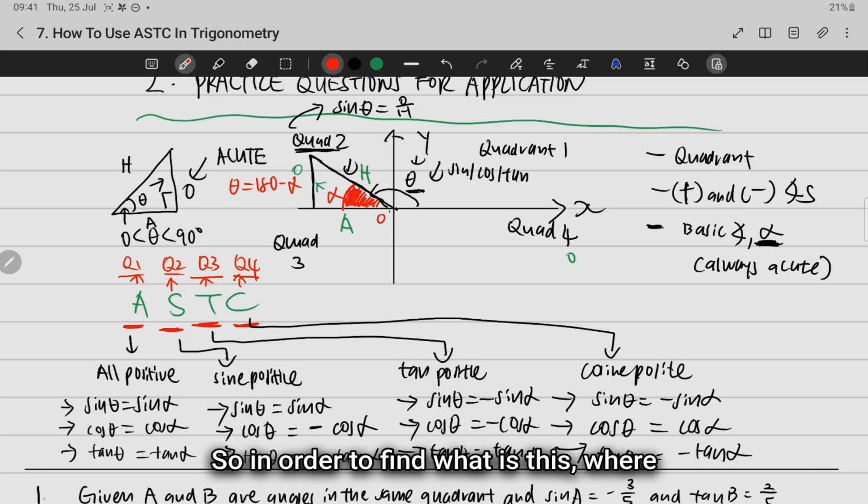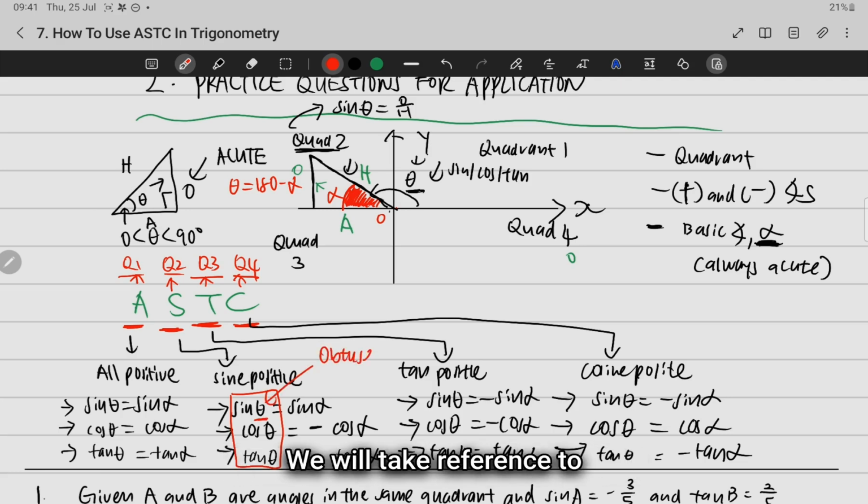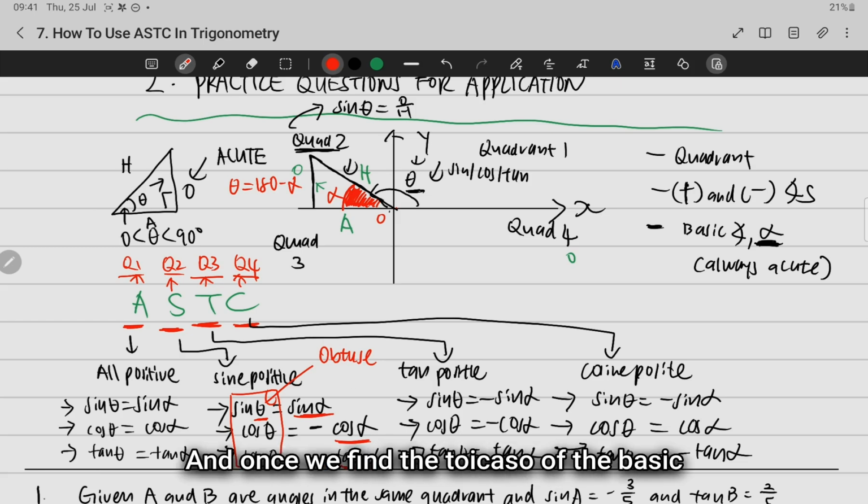So in order to find what this is, if this is in quadrant 2, that means this theta will be obtuse, right? We will take reference to the basic angle over here. So we will find the trigo ratio of the basic angle. And once we find it, depending on which quadrant theta lies in, whether it's quadrant 2, quadrant 3, or quadrant 4, then you will see whether it will be exactly the same as the sine theta, cosine theta, or tangent theta of the basic angle, or whether you need to put in the negative signs, as you can see over here.